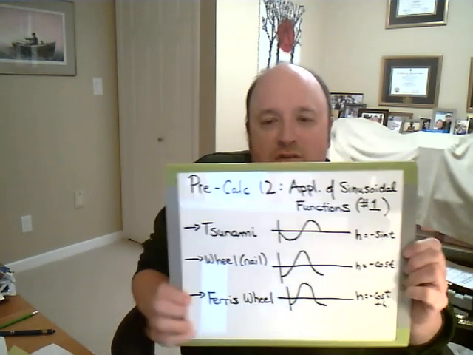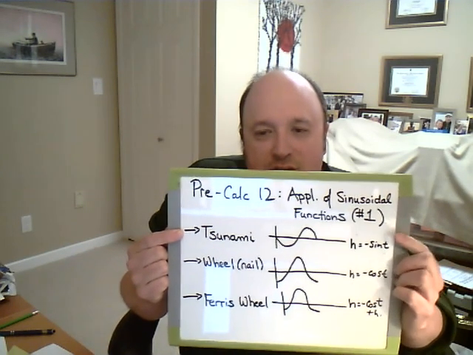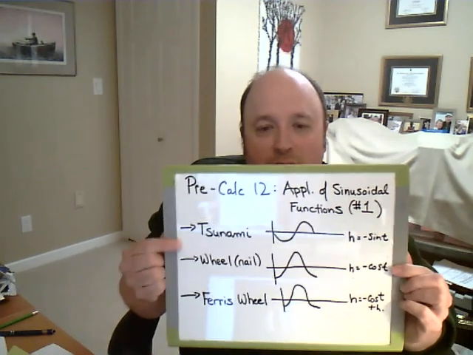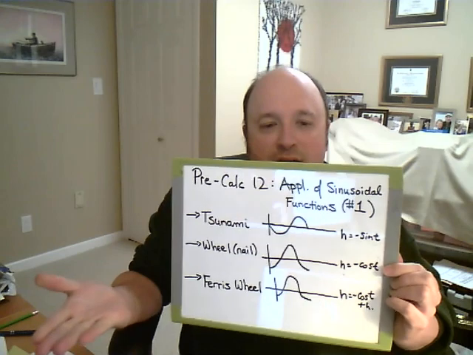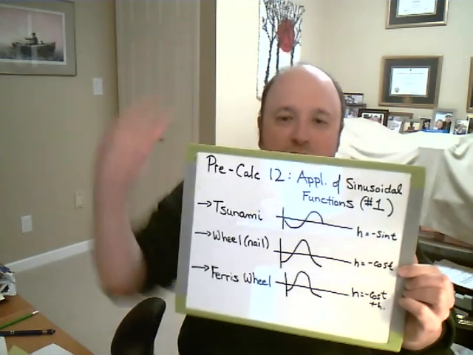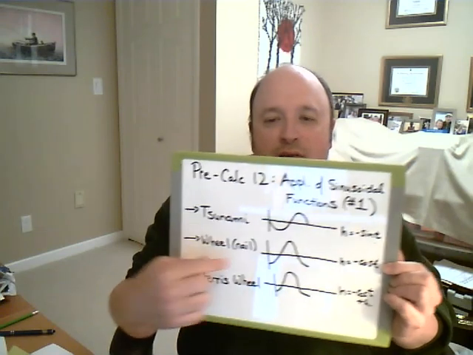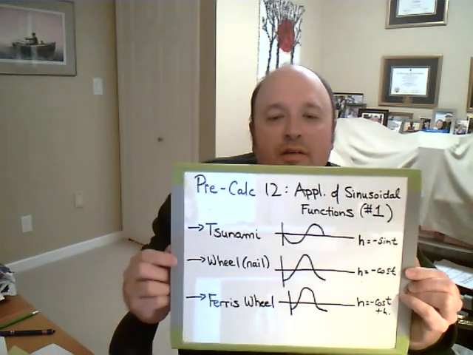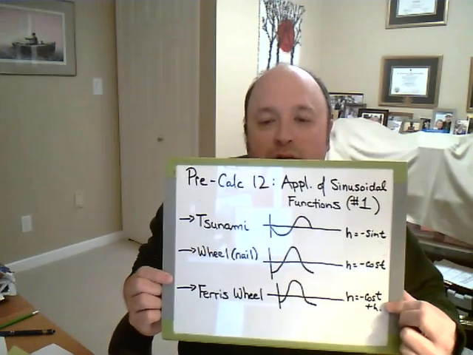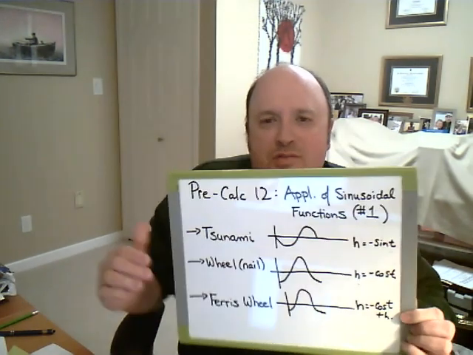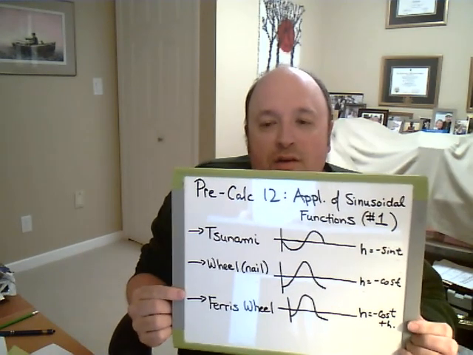So if you look, the tsunami has a graph that looks like this. So we're talking about negative sine. The wheel, a nail in the tire of a wheel, so it punctures the tire at the bottom, and then it goes up top and goes around in a circle. So the position of the nail is at the bottom, it goes up, so that's a negative cosine graph over here. And then the Ferris wheel is a negative cosine graph, but it's shifted up a little bit, so we have a vertical shift, and that's this guy over here.